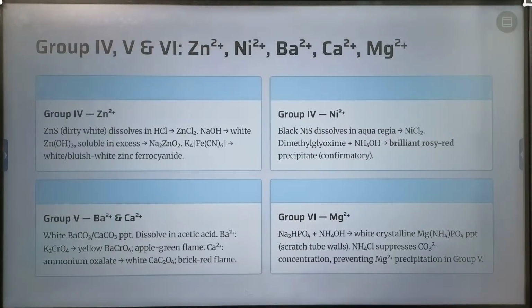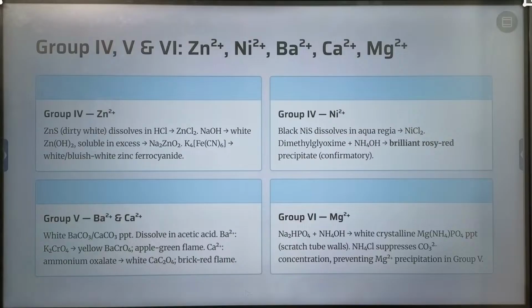For nickel, it is very easy to identify. To the nickel salt solution, you add DMG, which is dimethylglyoxime. It is actually a very good ligand, and along with sodium hydroxide, because the solution should be basic for the formation of that complex, you get a rosy red precipitate. It is a pinkish red precipitate, which is the nickel DMG complex. So that is a confirmatory test for nickel.